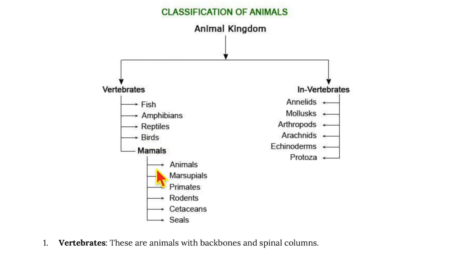Now, mammals would be of three different types. That would be marsupial, and two other types, which are egg-laying and placental. In invertebrates, we'll have annelids, molluscs, arthropods, arachnids, echinoderms, and protozoa.